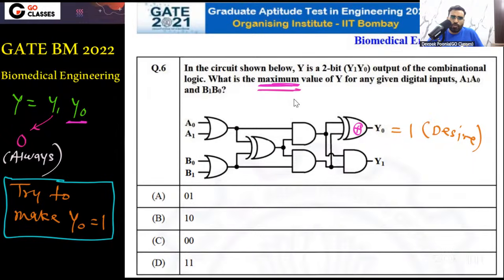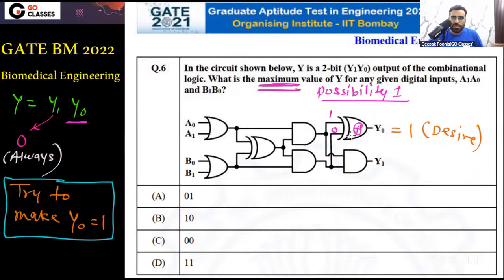So there are two possibilities. I can say possibility 1 and possibility 2. Possibility 1 is that this input is 1, this input is 0. There is another possibility, that is this input is 0, this input is 1. Okay, correct? So this is possibility 2. Let's check both the possibilities. First, let me check the possibility 1.